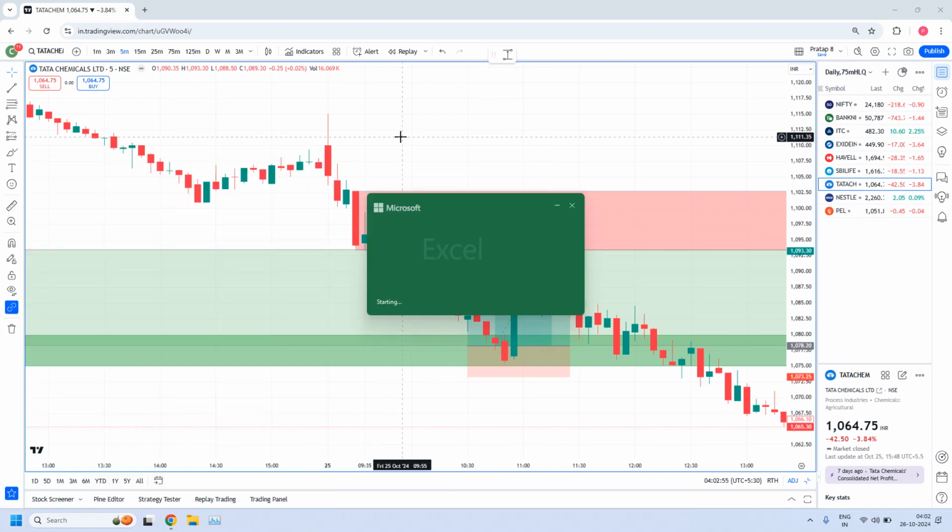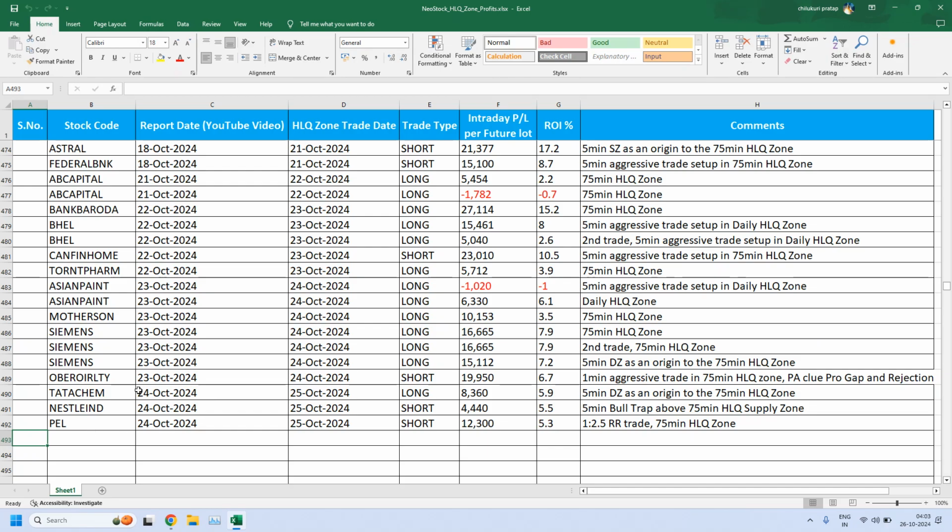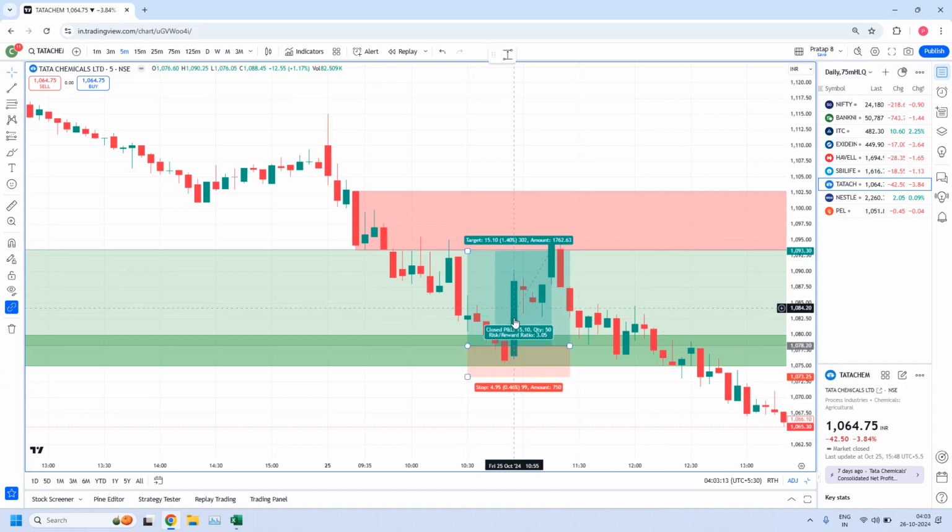Let me open the Excel sheet. Tata Chemicals has given 8,360 rupees profit, which is 5.9% ROI as per one future margin cost. This is the 5 minute demand zone as an horizon to the 75 minute high liquidity demand zone.